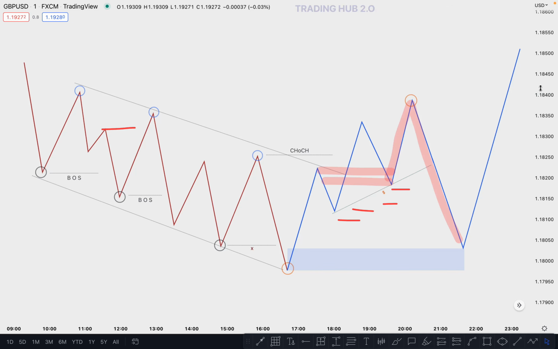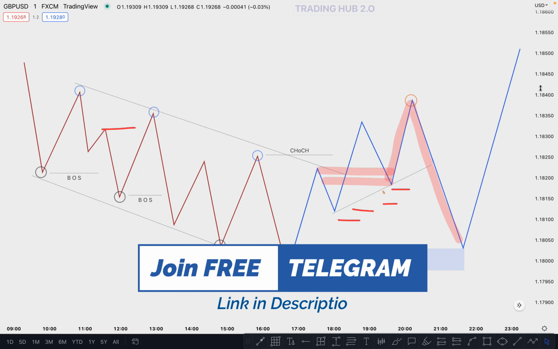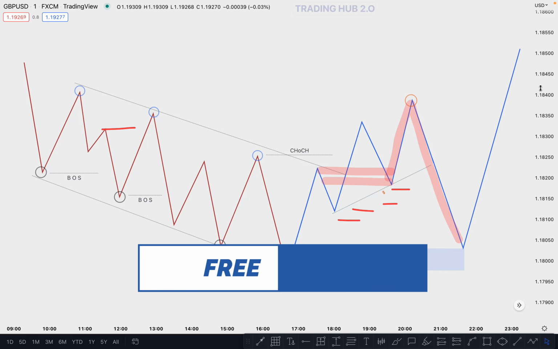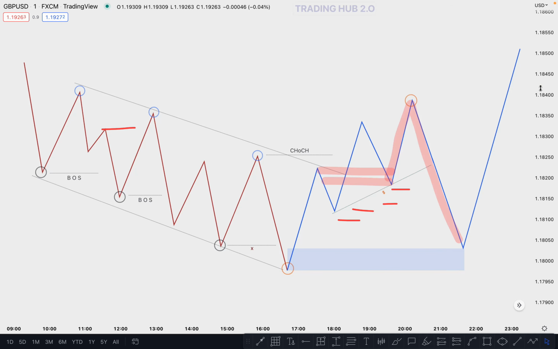Okay, so overall you have to understand where the liquidity is and where the inducement is, where most of the traders are trying to buy and sell, then wait for the sweep of the liquidity and then enter. Then there is a very high chance your trade goes into profit.